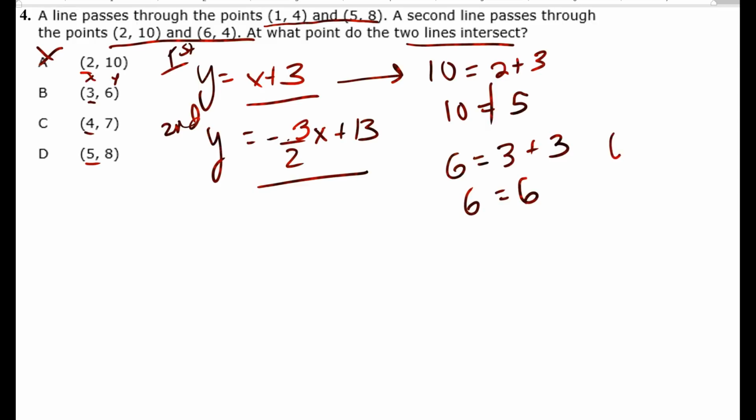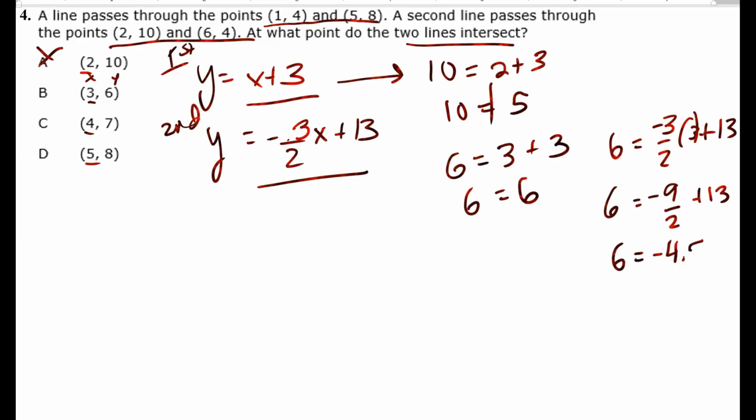So we're going to say 6 is equal to negative 3 halves times 3 plus 13. Okay, so 6 is now equal to negative 3 halves times 3, which is going to give you a negative 9 halves, which is a negative 4.5. So 6 is equal to a negative 4.5 plus 13. Well, negative 4.5 plus 13 is 8.5. That's not true. It doesn't work. So that's wrong.